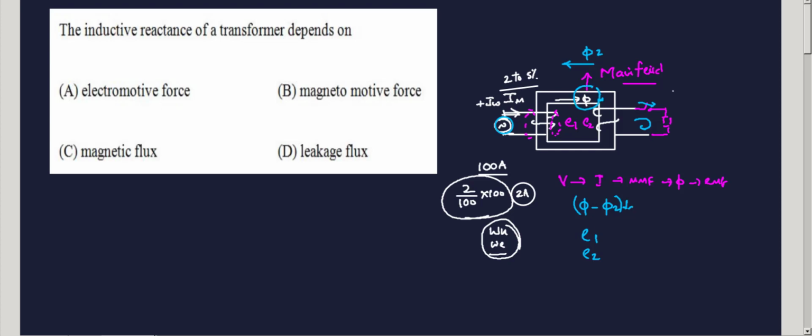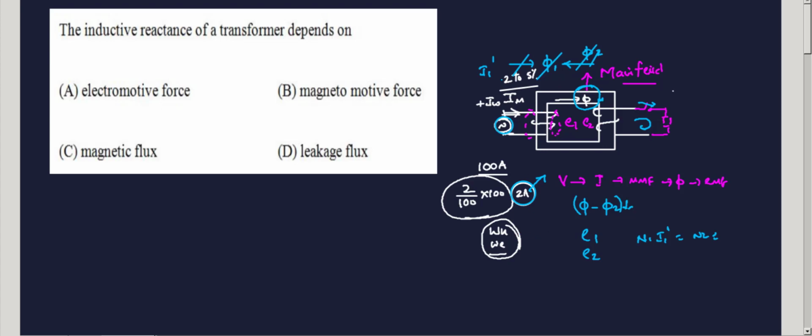What happens to the main flux? According to KVL, the flux in the transformer core must remain constant. But the flux is reducing, which means EMF is reducing, so KVL is violated here. That's why it draws an additional component of current, I1 dash, such that it produces phi1 and cancels the other flux. So N1 I1 dash equals N2 I2 dash.